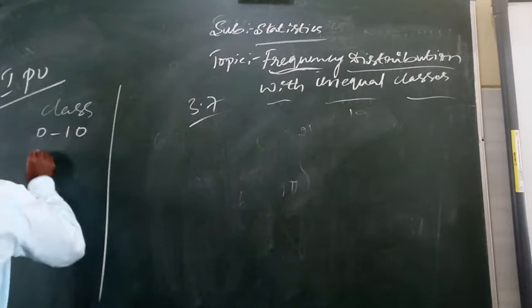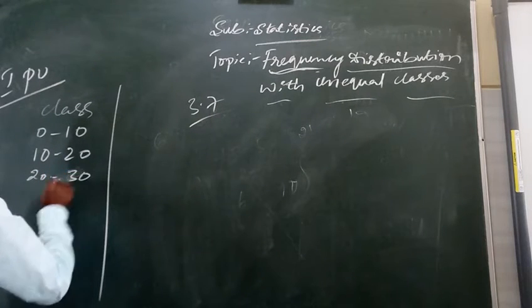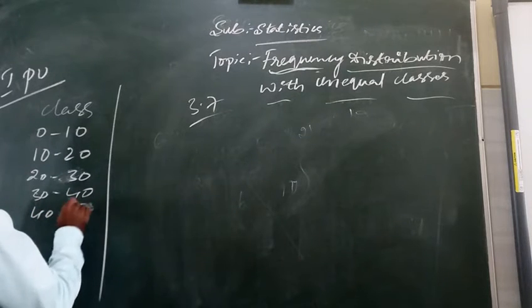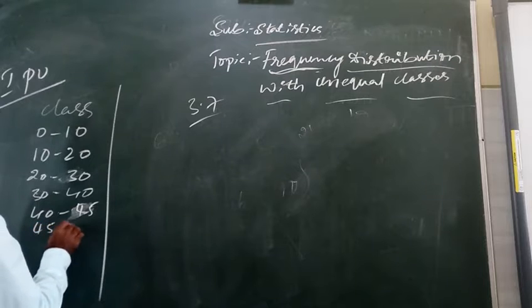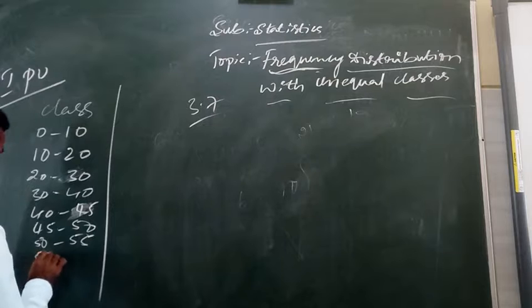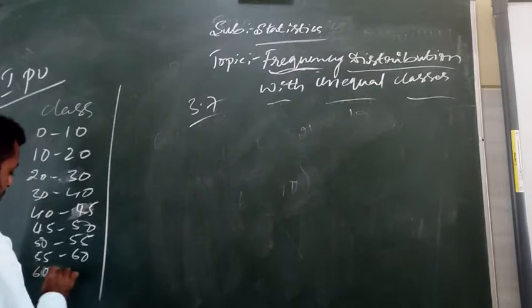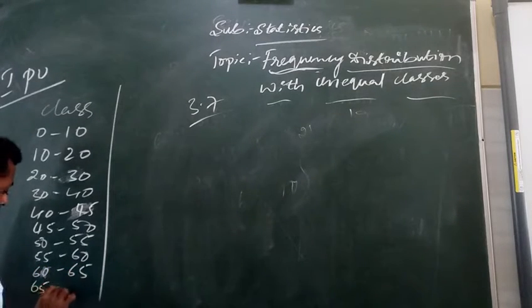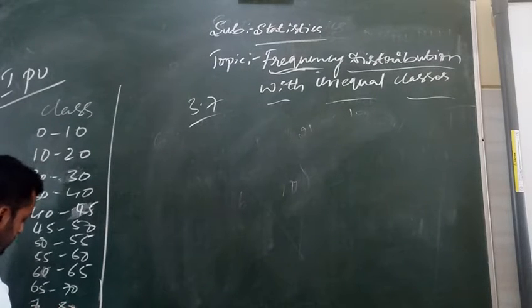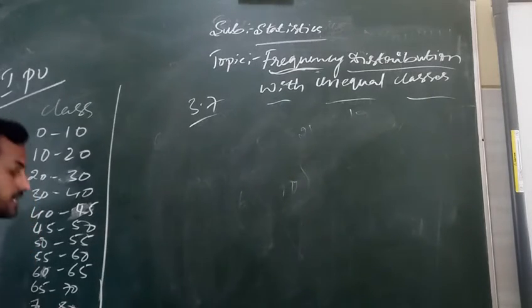0 to 10, 10 to 20, 20 to 30, okay, 30 to 40. 40 to 45, 45 to 50, 50 to 55, then 55 to 60, 60 to 65, 65 to 70, then 70 to 80, 80 to 90, 90 to 100. Okay, these are the classes.